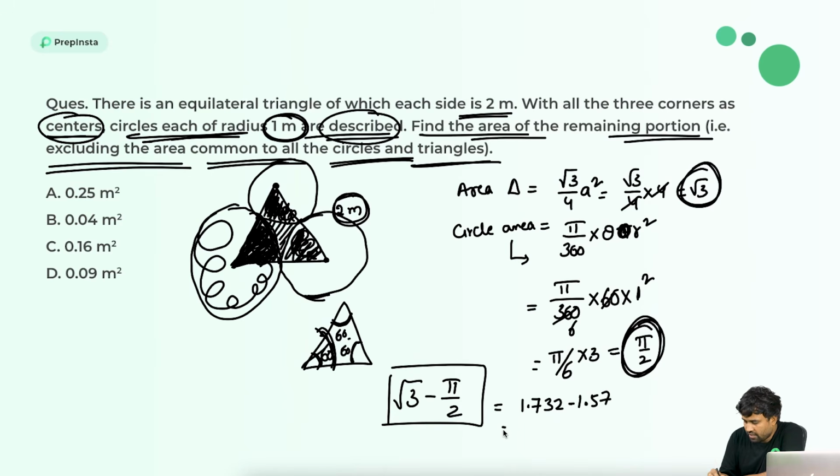If you subtract these two, you will come up with nearly 0.162. So we can say it is 0.16 meter square. This is the area which is left or remaining in the triangle portion. So this is how you have to do this type of geometry oriented questions.